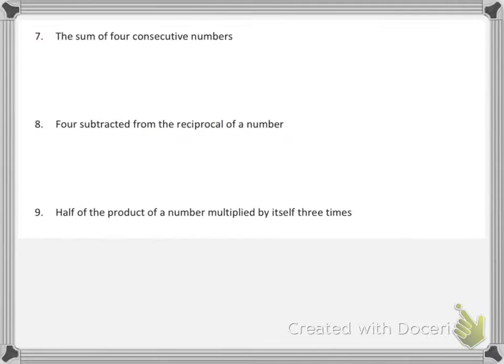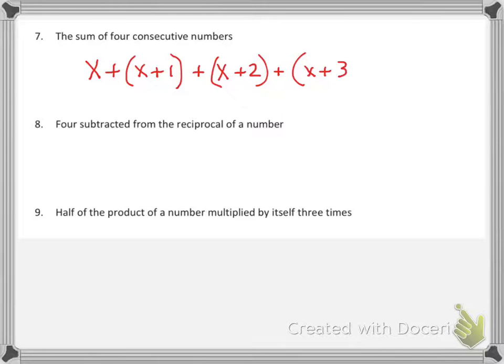All right, 6 more. We're exactly halfway done. The sum of 4 consecutive numbers. Well, if the first number is x, the next consecutive number would be x plus 1, and the next one would be my original number x plus 2, and my fourth number would be my original number x plus 3.